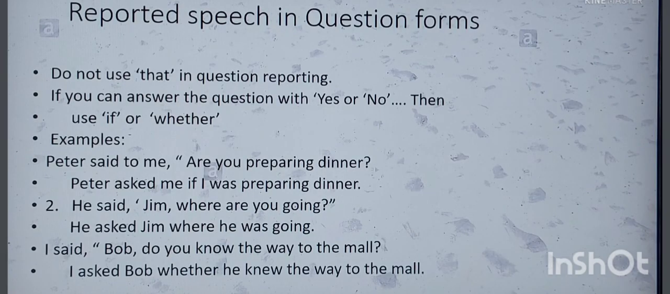The last one, I said, Bob, do you know the way to the mall? Now you can answer this question by yes or no. That's why we will use whether or if here. I asked Bob whether he knew the way to the mall. So these are some good examples of question forms in reported speech. Remember what we had learned just now.